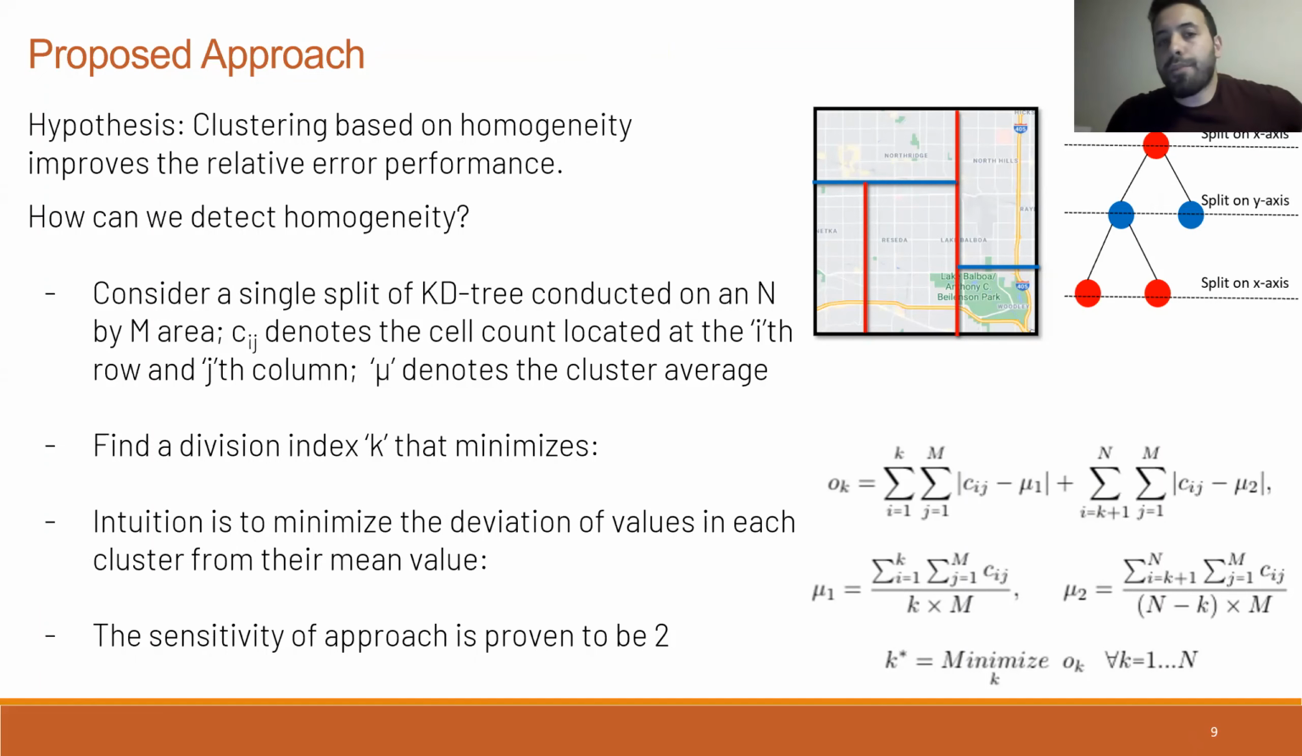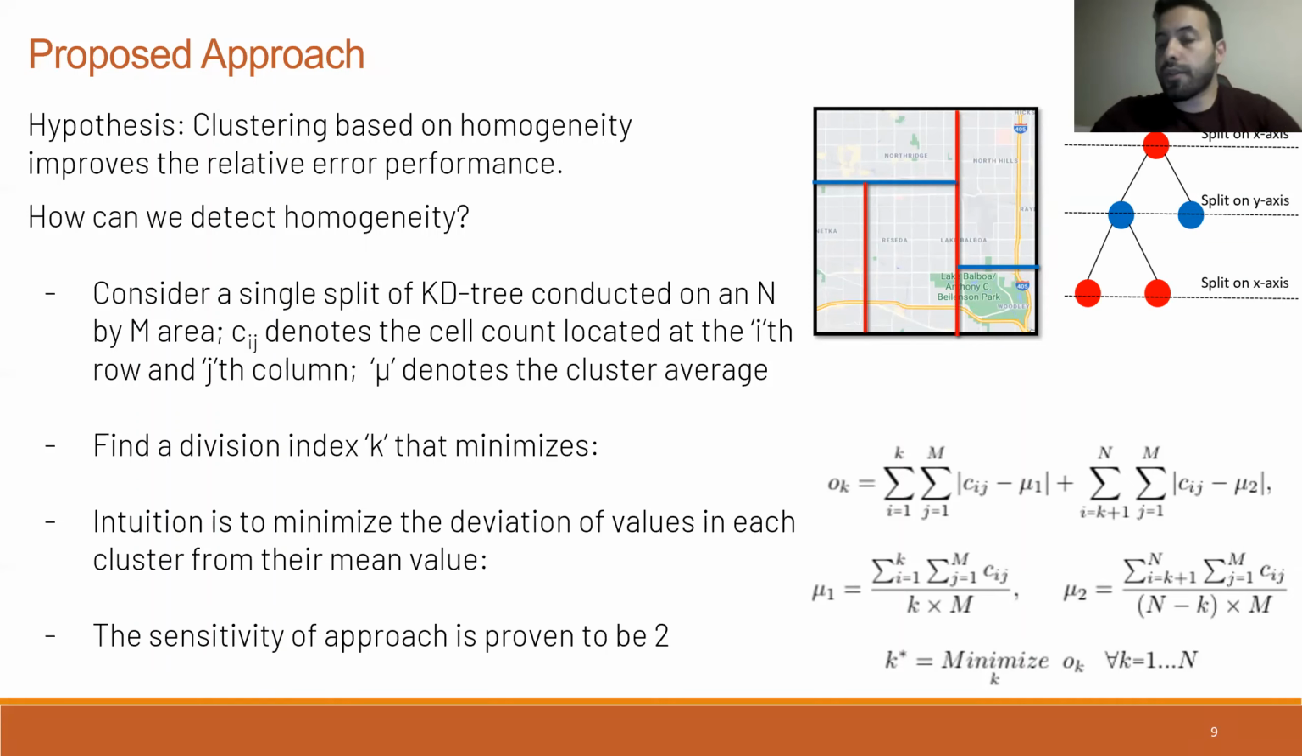Our proposed approach is based on the hypothesis that a determinant factor in achieving high utility for the data set is the homogeneity of the data. So ideally we would like to keep together the cells which have more or less similar values. And the question, of course, becomes how we can detect the homogeneity on the map. For this purpose, we propose a new objective function and use a KD-tree-based algorithm to achieve this objective.